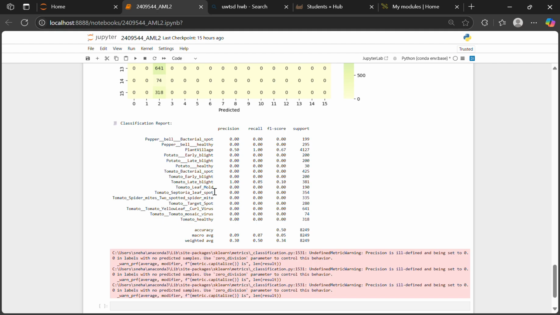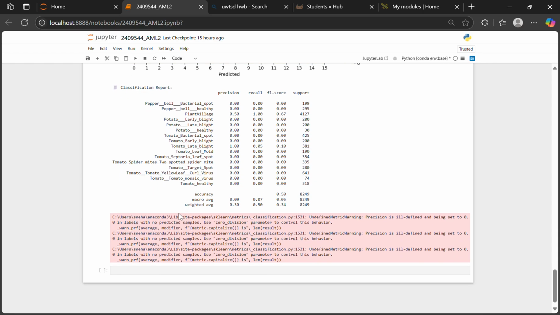We can see that the tomato leaf model has 0 precision, 0 recall, and 0 F1 score, and the support is 190. We can see that the accuracy is 0.50 and support is 8249. Macro average is 0.09 for precision, 0.07 for recall, 0.05 for F1 score, and the support is 8249.